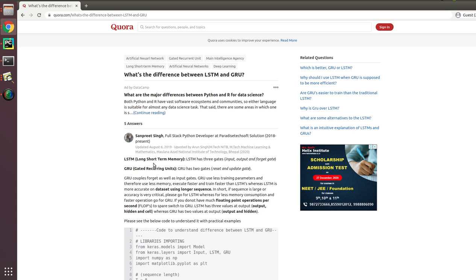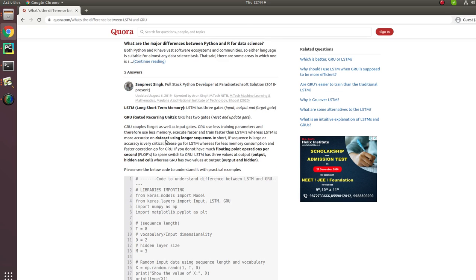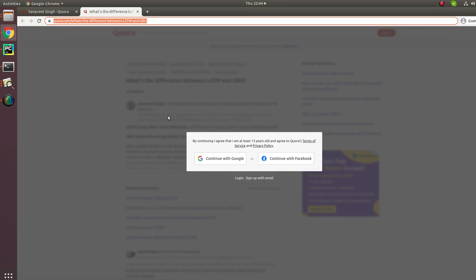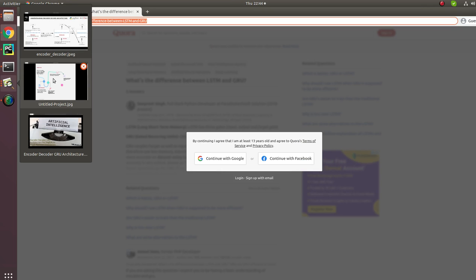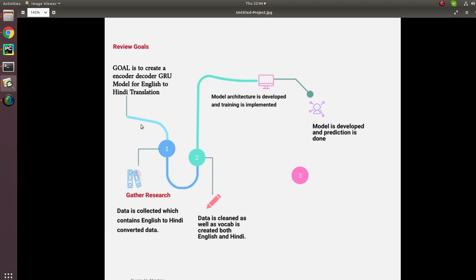So this machine translation I have implemented using the GRU. That means one thing is sure, that I will get a hidden state and the output state. So does this make sense? Yes. Now let's proceed step by step. The first step is to create an encoder-decoder GRU model for English to Hindi translation.